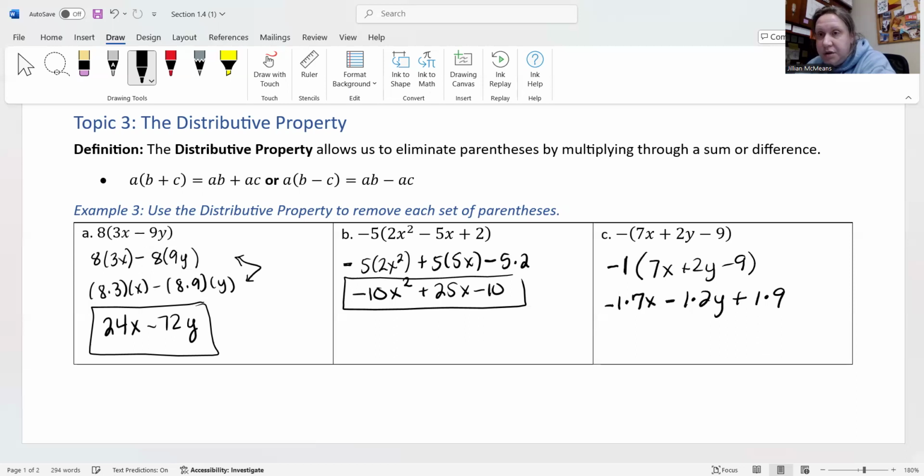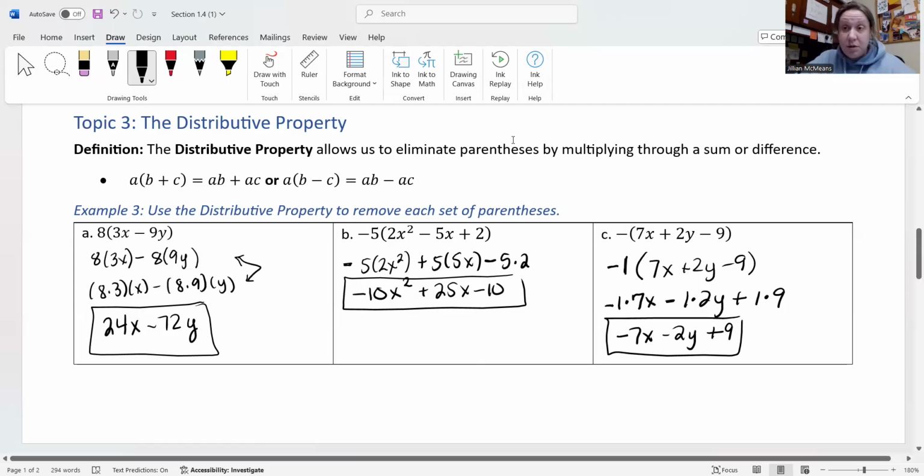And once you get the hang of this, you can do almost all of this in your head. Okay, you don't have to show intermediate steps, but if you're struggling with it, show these intermediate steps. All right, finally, negative 1 times 7 is negative 7. Keep the x. Negative 1 times 2 is negative 2. Keep the y. And then 1 times 9 is just positive 9. And there you have it.